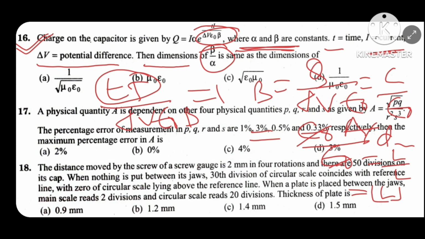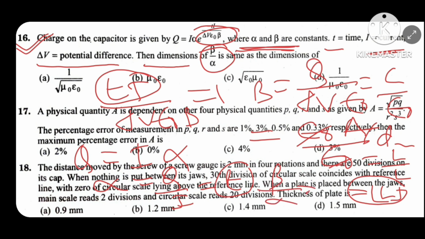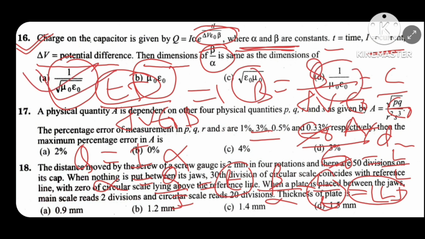Now alpha. Look at this, Q equal to I alpha. Therefore, alpha equal to Q by I. Now, Q by I means time T. So, alpha has dimension time T, beta has dimension L. So, beta by alpha has dimension L by T, that is the velocity. Now, which quantity represents velocity? This or this? This quantity represents the velocity. Okay, so A is the correct option.